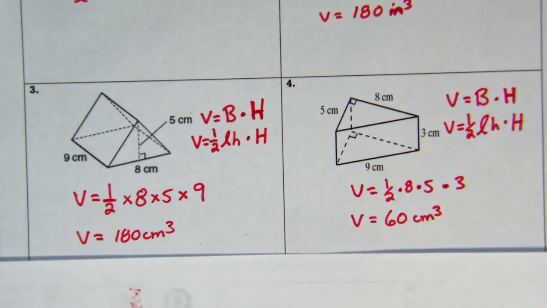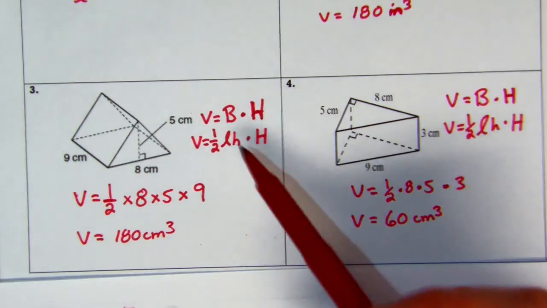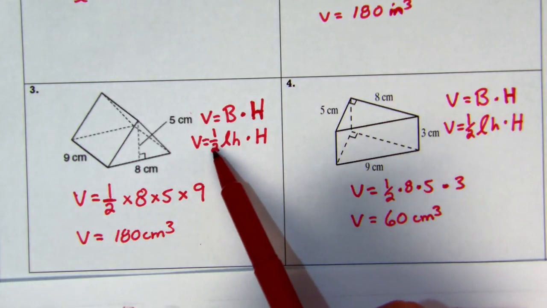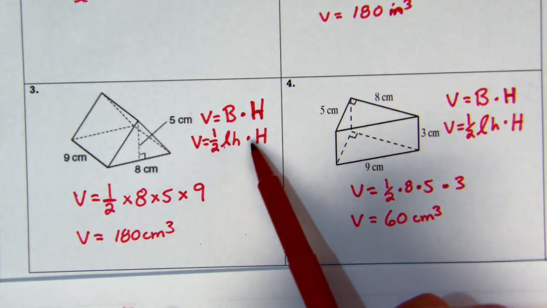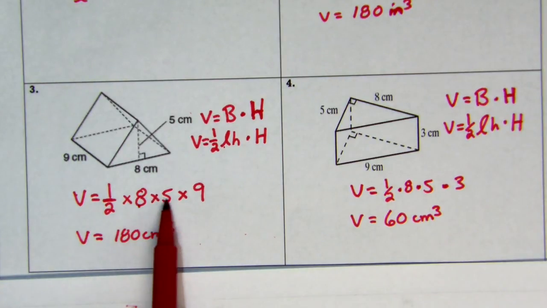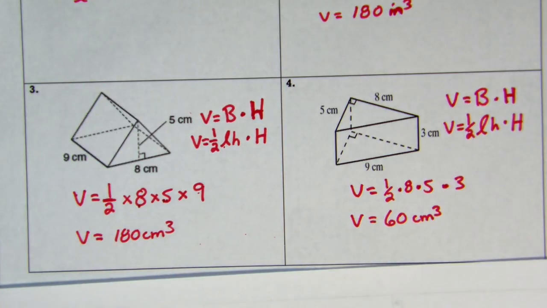And number 3, we have a triangular prism. So we have volume is equal to base times height, or we can have our base as half times our length times our height. So we get 8 as being our base times 5, which is our height, and then times 9, which is the height of the prism, giving us 180 centimeters cubed.